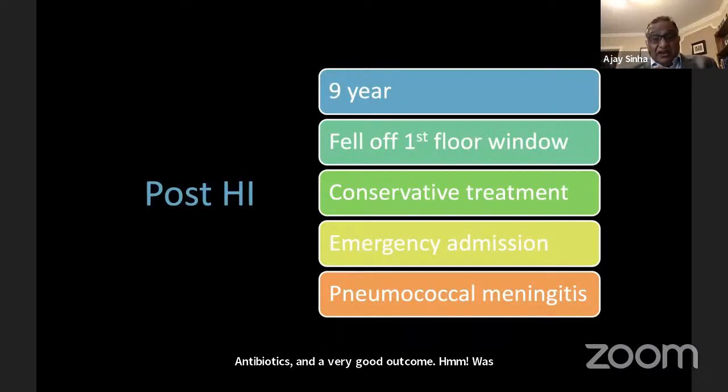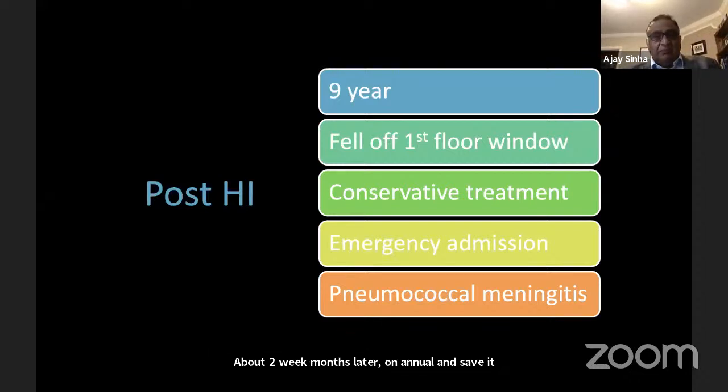Post-traumatic, well, we don't see very often these days. The children are very well looked after. This young girl fell off a first-floor window. She had a skull fracture and was kept in for a few days. She had a bit of a nosebleed, nothing of any concern. And then she was discharged home, to present about 2 months later as an emergency with meningitis.